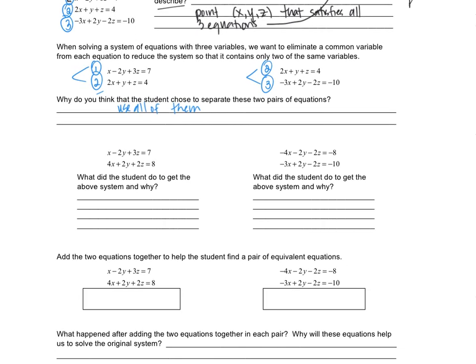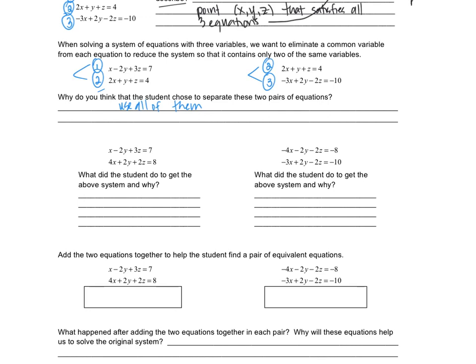So let's try and see what's going to happen. We want to reduce the system so it only contains two of the same variables. What happened here? If we're looking at equation 1, and then this is still equation 2, but it looks a little bit different. What did the student do? Well, you should notice that they multiplied by 2. On the other set, they're taking equation 2 with equation 3 this time. And this time, equation 2 looks different because they multiplied by -2.